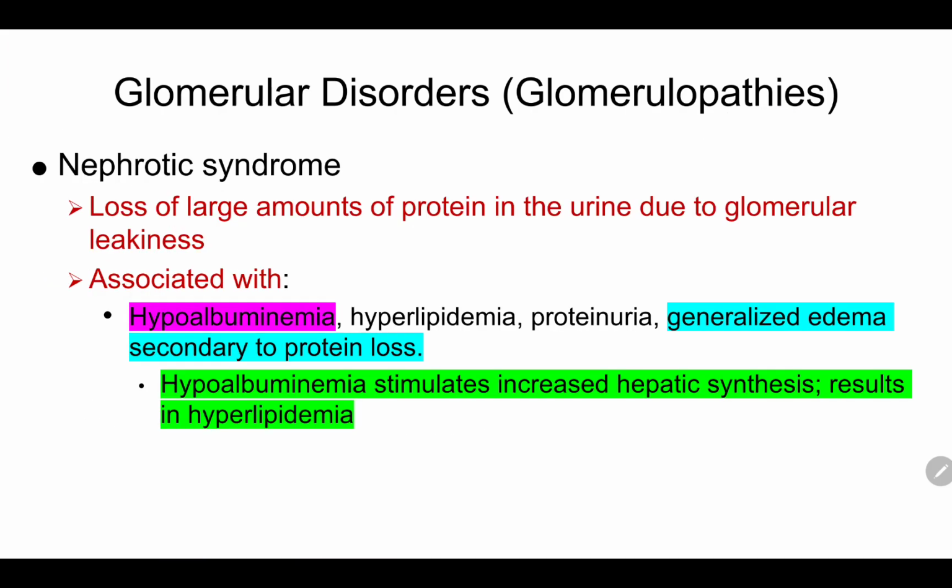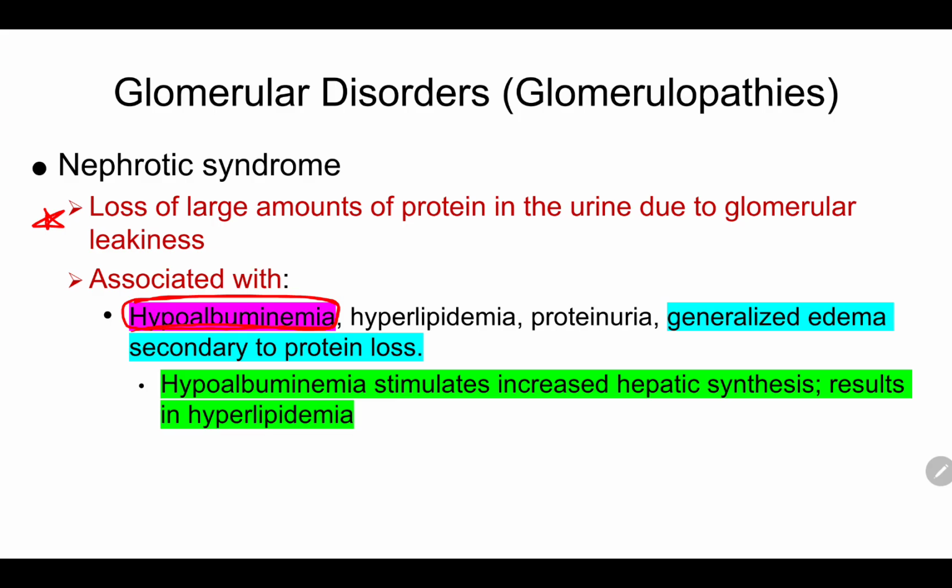When we look at nephrotic syndrome, so understand what this is. This is a loss of large amounts of protein in the urine due to the glomerular leakiness, right? And so this loss of large amounts of protein is obviously going to lead to proteinuria, and it's then going to be associated with hypoalbuminemia, right? Meaning you don't have that much albumin in the blood because you would have lost it in your urine, right? So remember the function of albumin, right?